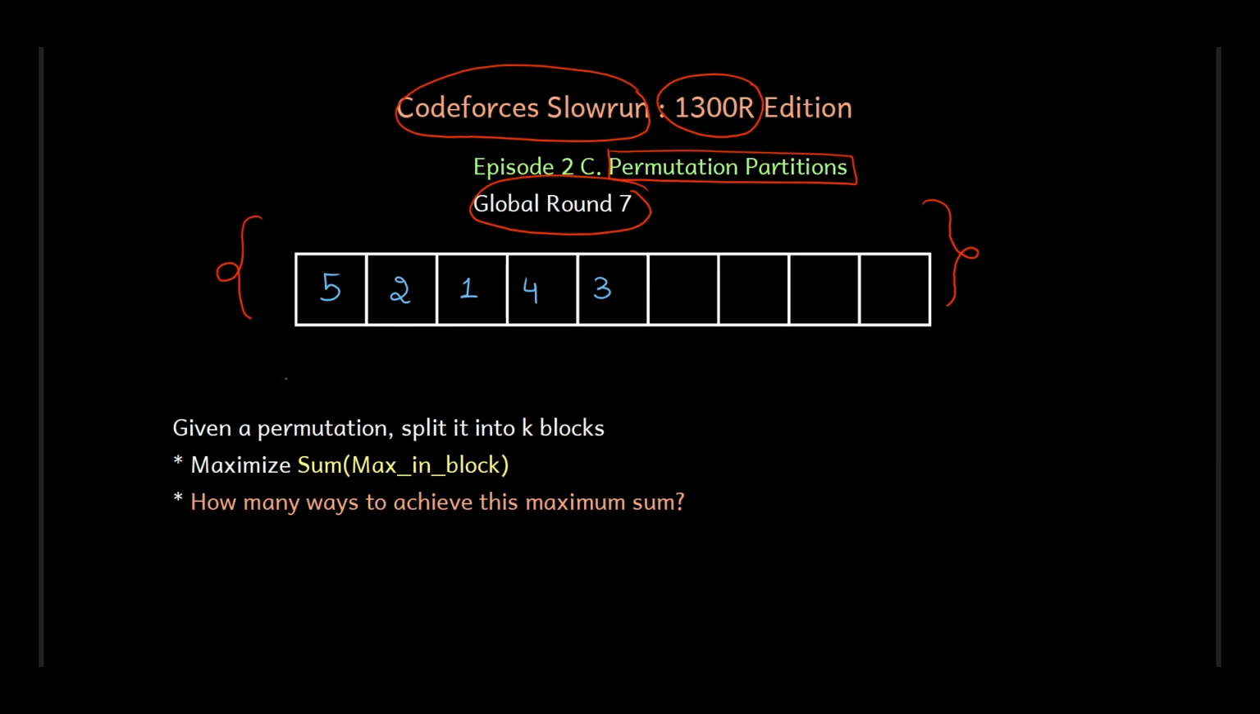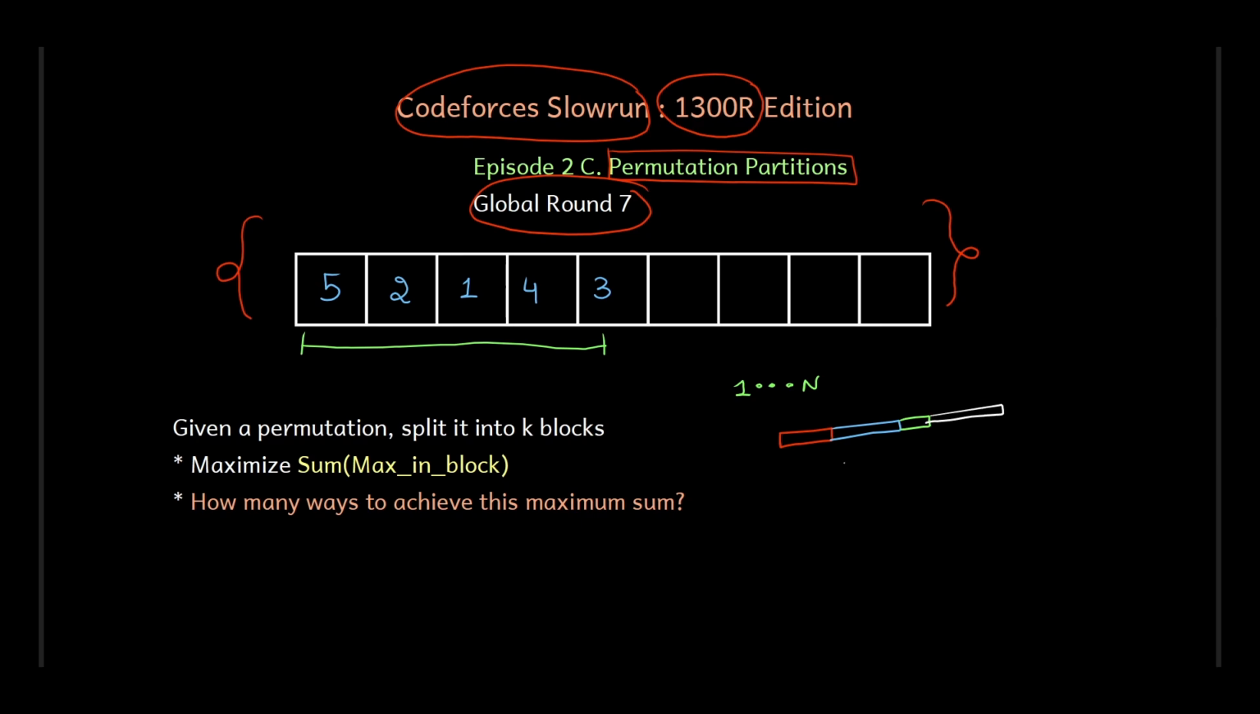It says that you are given a permutation of length n. This means that all the integers are distinct and all the numbers from 1 to n appear in the array. Then you have to split the original array of length n into k blocks such that every element is part of one block. And the size of the blocks could be anything, but the total number of blocks that you create should be equal to exactly k.